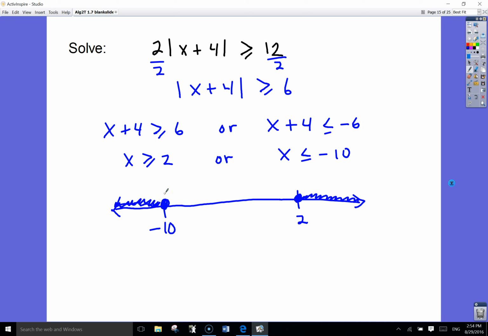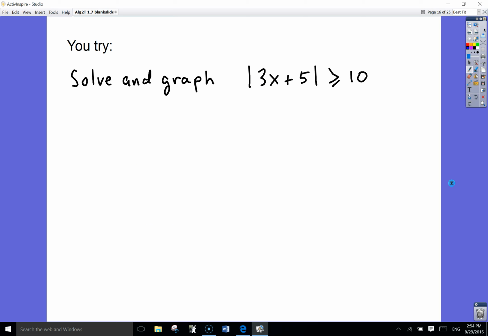So that's always what an absolute value greater than looks like. It's covered at the ends of the number line and it's open in the middle. So you go ahead and try this. Hit pause, and when you're done, hit play.